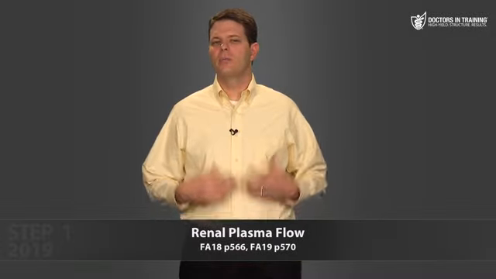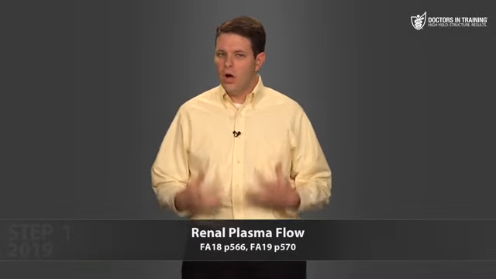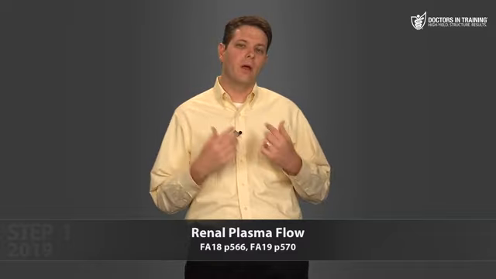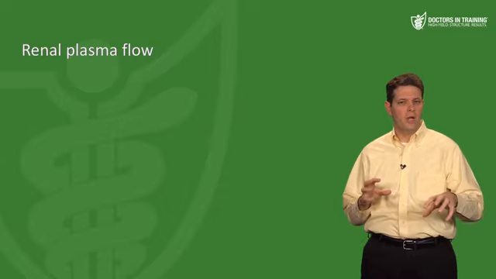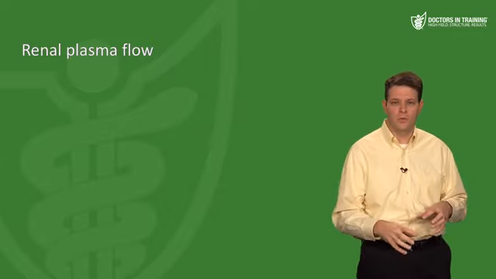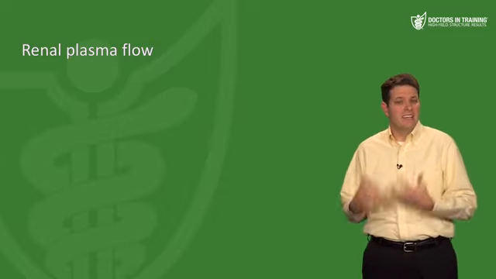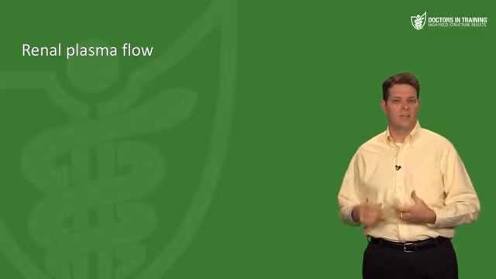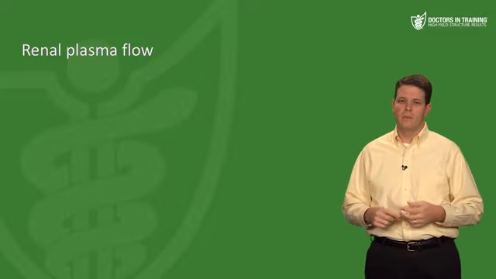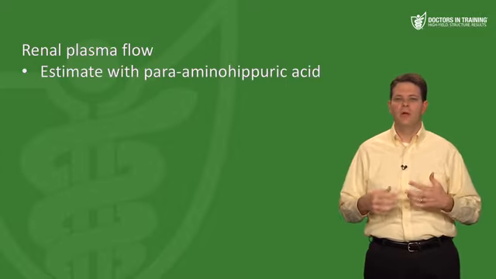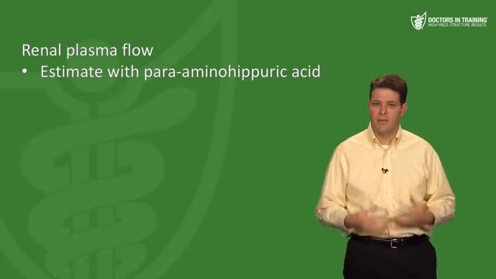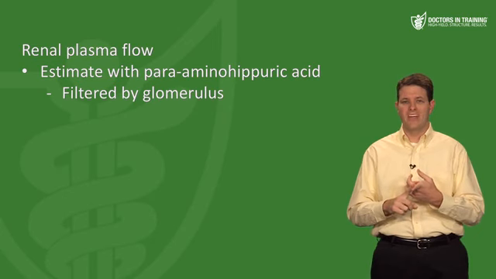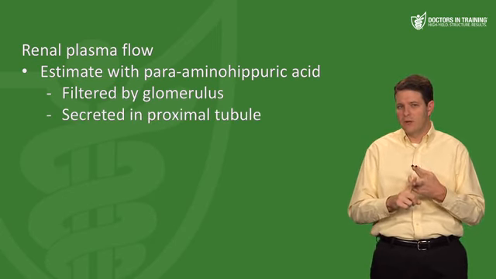Next, let's talk about renal plasma flow. So not all the blood going to the kidneys is going to the glomerulus. The renal plasma flow takes into consideration both the blood going to the glomeruli and the blood going to the tubules. And just like inulin is ideally suited for measuring GFR because it's not secreted, it's not reabsorbed, we use a substance called para-aminohippuric acid, or PAH, to estimate renal plasma flow because PAH is both filtered by the glomerulus and actively secreted in the proximal tubule.